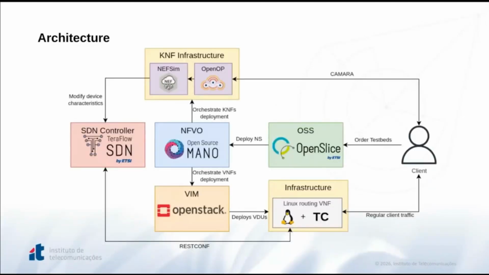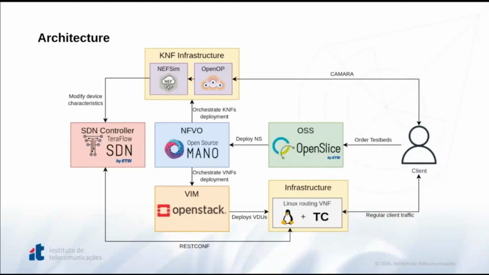Here we have a diagram of how it all fits together. Beginning with the client, it contacts the open source operation support system, that in this case is OpenSlice. It makes a service order for a network testbed. Internally, OpenSlice will talk to open source MANO to deploy the testbed. This results in the creation of a network service that is composed of two VNFs.